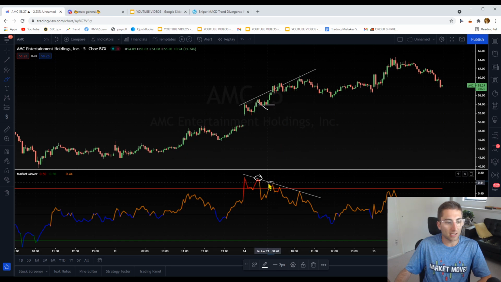So even if you got in here, no breakdown really. So not a great risk to reward. And over here was probably the best place to get in. And this is the largest breakdown on the chart for AMC. So it's always about context. This was a 5-point move.